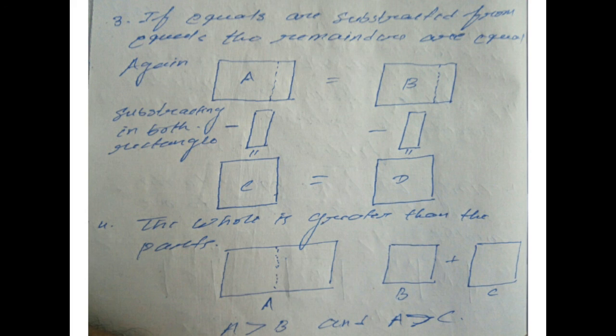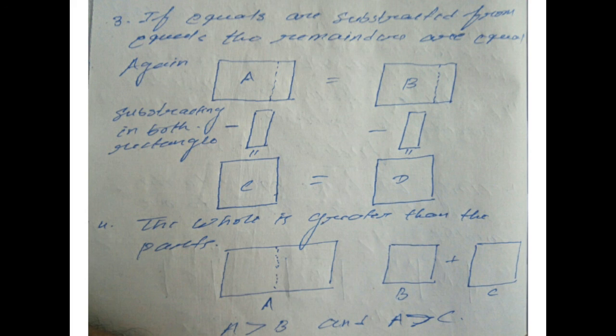The next one is: the whole is greater than the part. Here rectangle A is a large one. I have divided rectangle A into parts B and C. So A is greater than B and A is greater than C. So the whole is greater than the part.